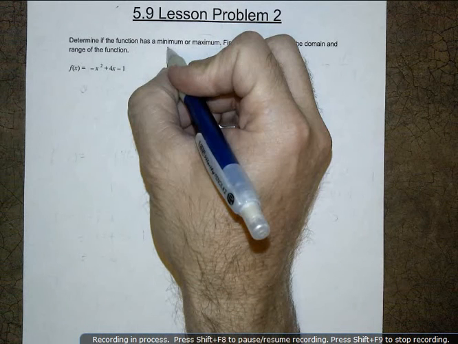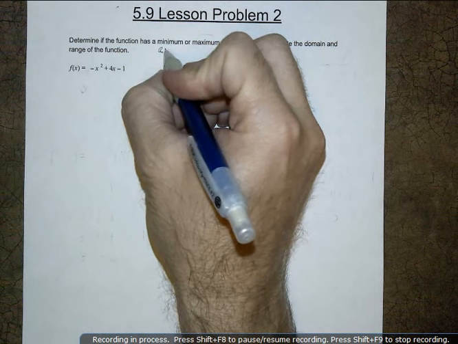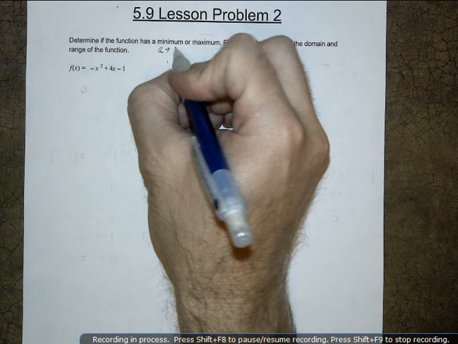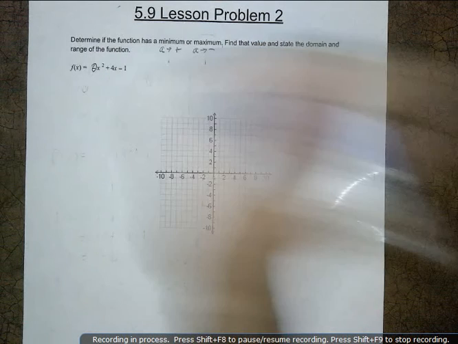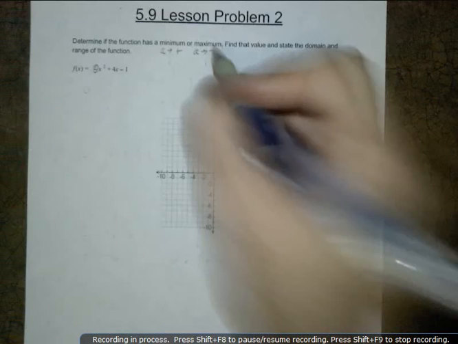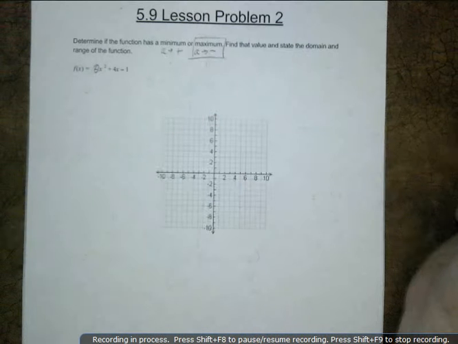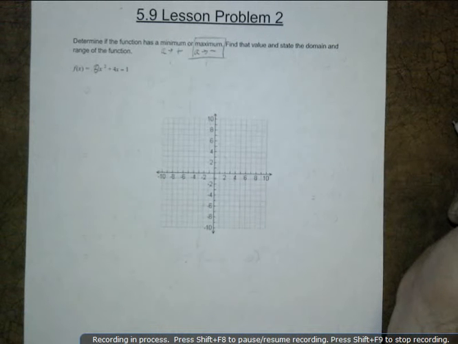It has a minimum if the coefficient of your squared term is positive, and it's a maximum if your coefficient is negative. Since my coefficient is -1, it is indeed a maximum. So that means it's an upside down parabola. Okay, how do we find the value?